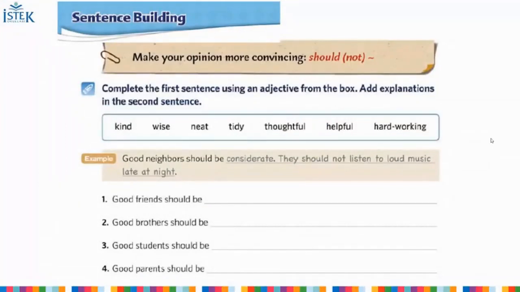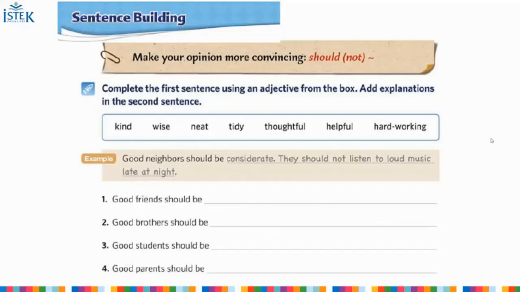Okay, in this exercise, you're going to pick an adjective from the box or come up with your own adjectives to give your opinion about how good friends, brothers, etc. should be. Then write explanations or examples that make these opinions more convincing. Try to use should and should not in the second sentence. Let's have a look at the example.